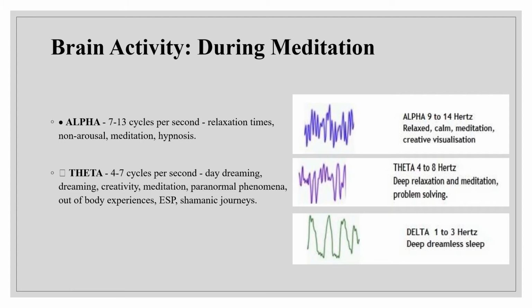Daydreaming, dreaming, creativity, meditation, paranormal phenomena, out of body experience, ESP, shamanic journeys, all these things happen at the theta state of mind. Delta state of mind is 1.5 to 4 cycles per second or less. Deep dreamless sleep, so a person who is in coma may experience these delta brain activities.